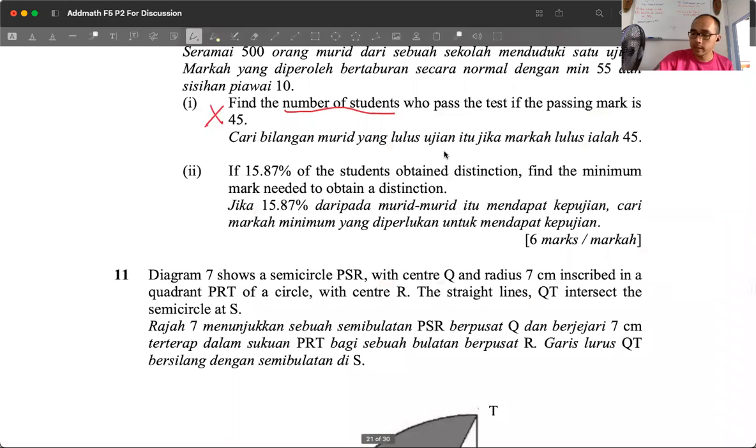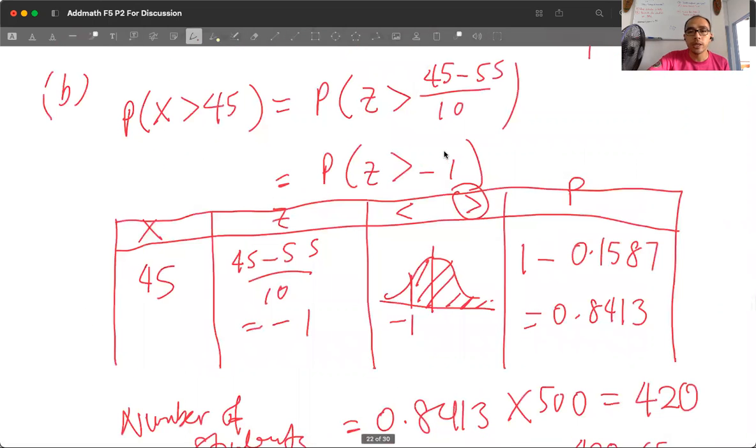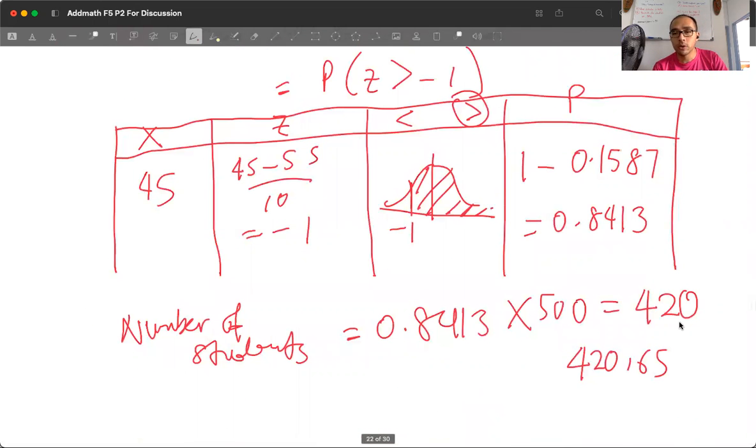Oh, it's just 6. Oh, 3 lah. Correct. Okay. So if it is 3, then I would say that 420 is 1 mark. The probability correct is 1 mark. Getting the Z score is 1 mark. Okay, so 3 marks over here lah.